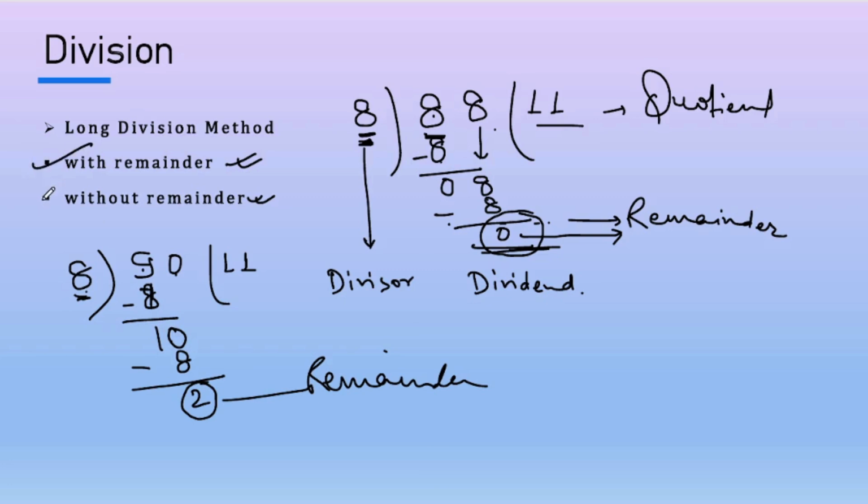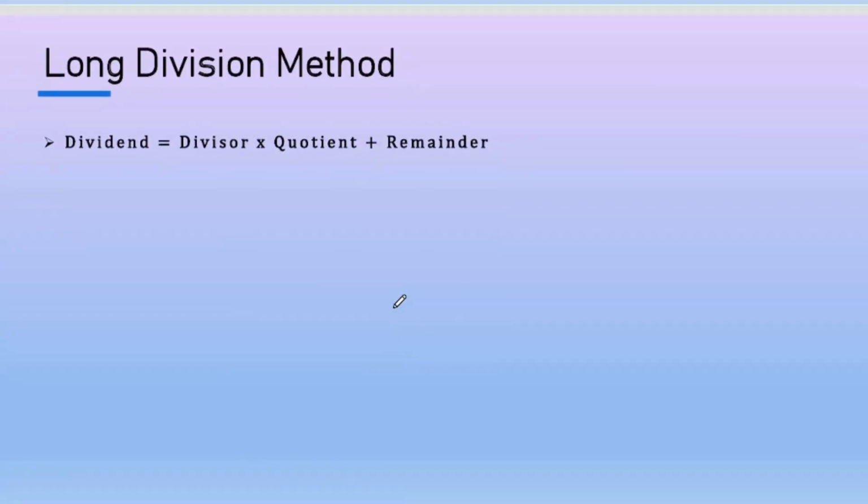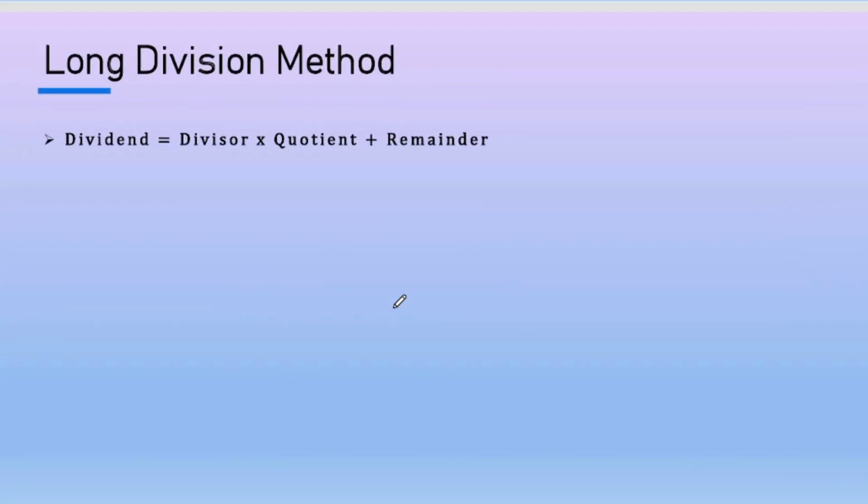So we saw both the examples, with remainder and without remainder. Now I'll give you one, you can say an equation, a formula. There will be direct questions from this formula, from this equation. What it says: dividend, I just explained to you. Let's say you are dividing this.